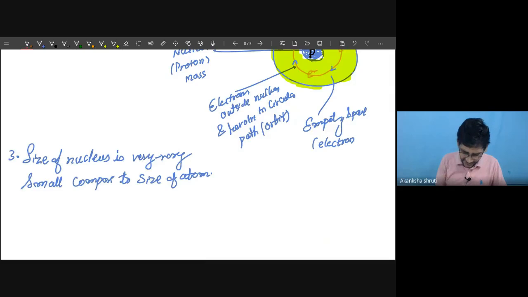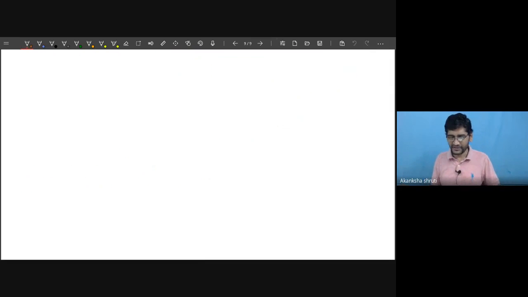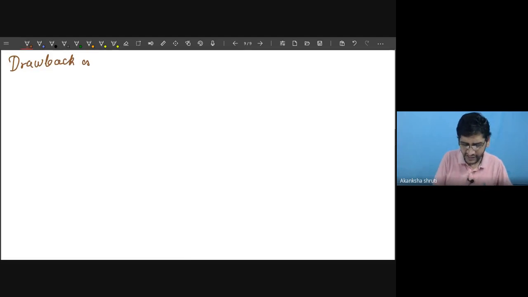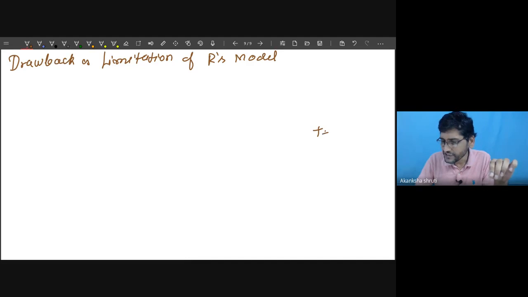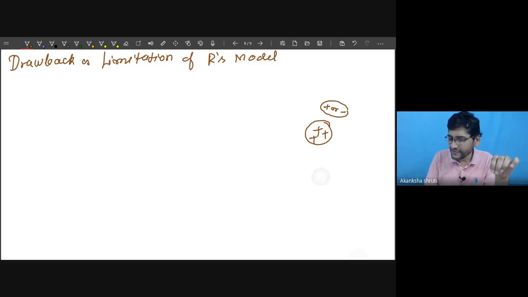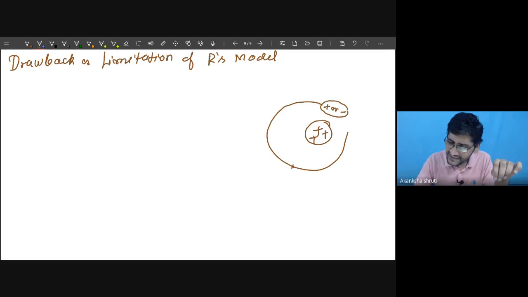Then what was the drawback? Students, the drawback is also important. The drawback or limitation of the Rutherford model. Students, it was proven in physics earlier by Faraday and others during the middle of the 19th century that if there is any charged particle, say a positive charged particle, and around it any other charged particle is revolving, then this charged particle always radiates its energy.